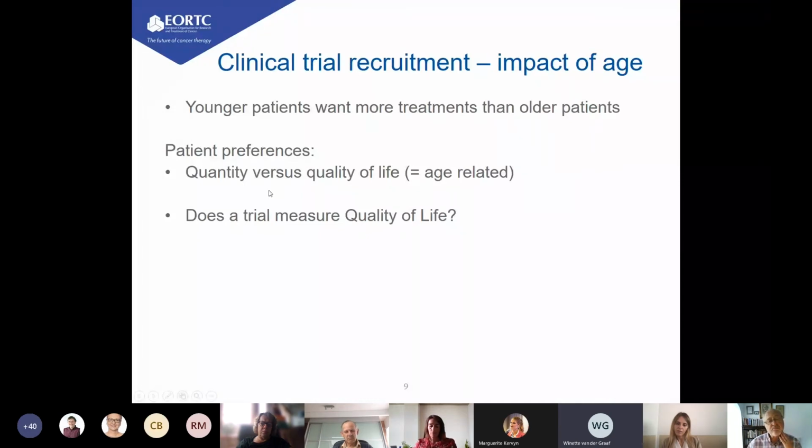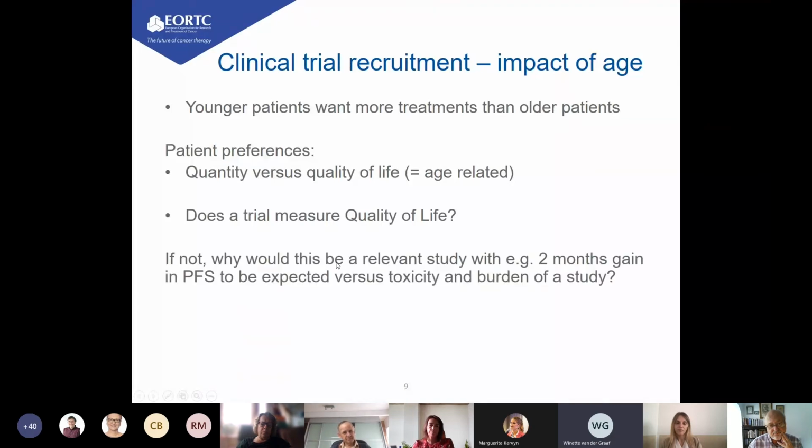And an important thing is, does a trial measure quality of life? If patients prefer that, like elderly, more than half of them in the trial I will discuss, then you should also measure quality of life. So if patients don't think that length of life is the most important thing, why would you then offer them a trial where you may expect some months of gain in progression-free survival, while you know they will have toxicity and have the burden of being part of a study? So these are things that are very important to discuss and to consider when you want to start a trial.